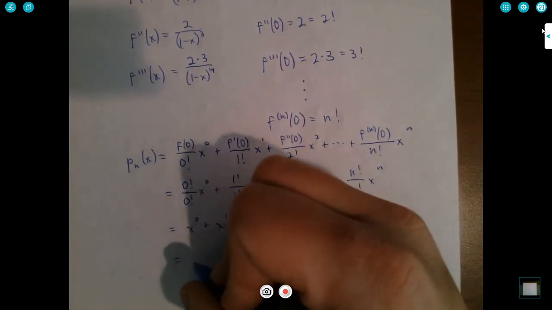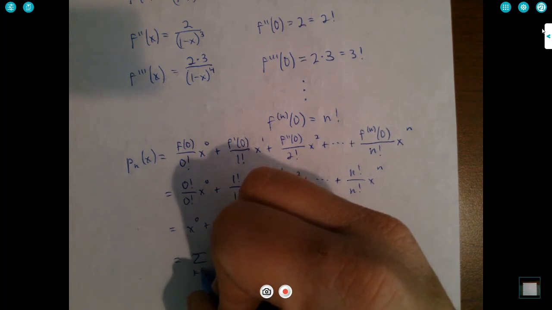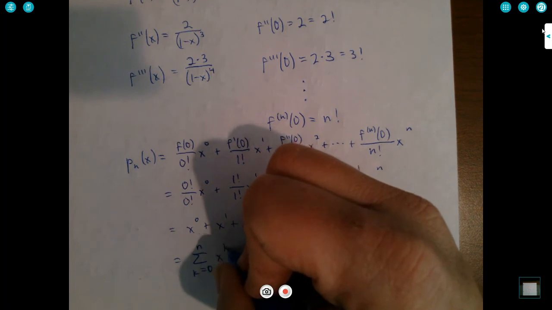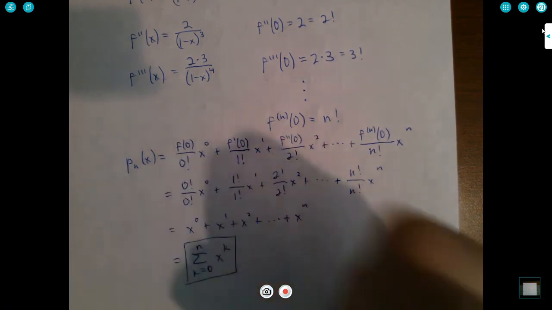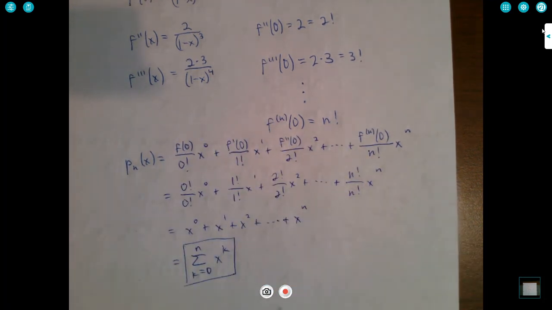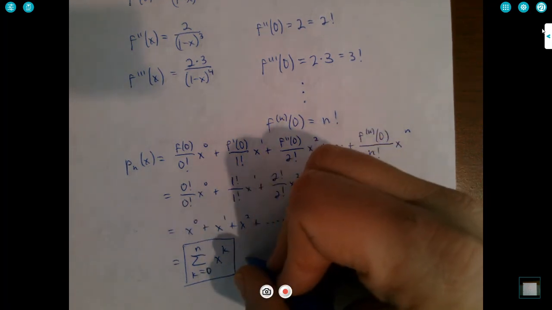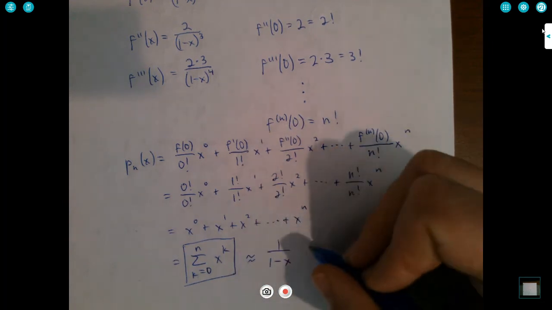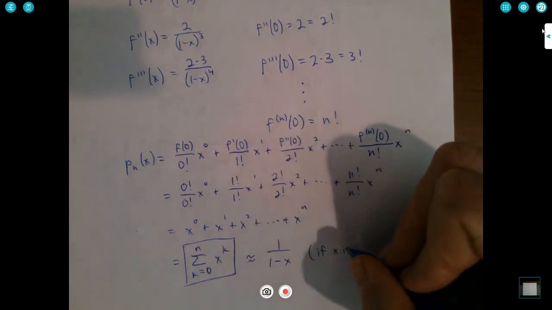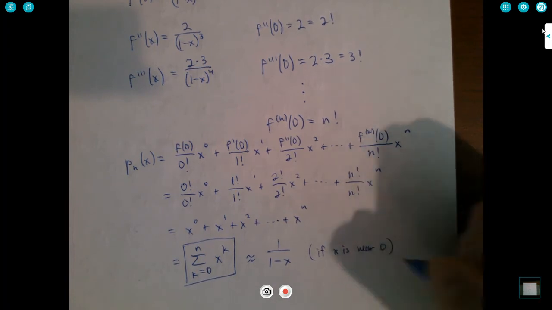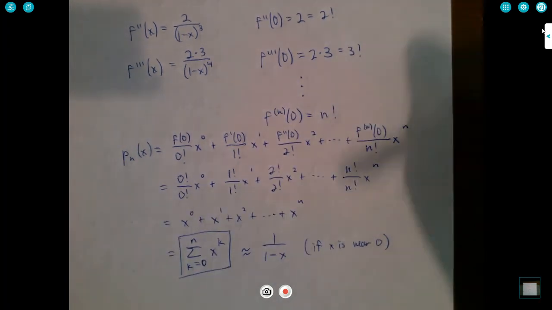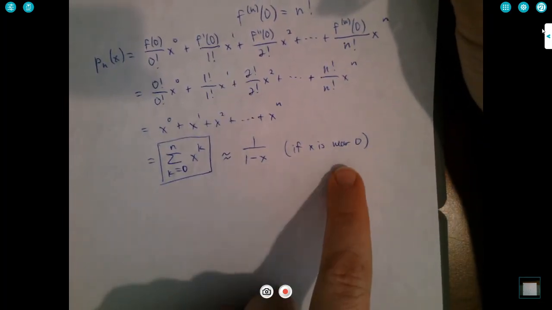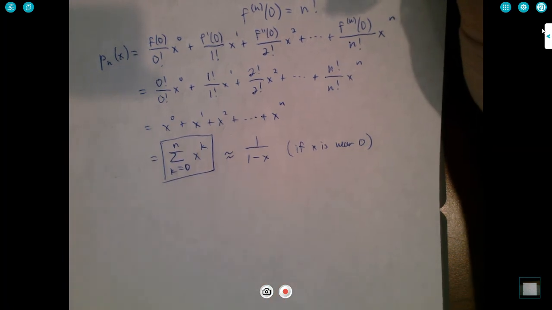So what's the summation notation? Well, for this one, it's pretty easy. It goes from k equals 0 to n of x to the k. Isn't that interesting, though, right? That this thing is approximately 1 over 1 minus x if x is near 0. Okay? Again, you could punch that into Desmos to convince yourself. And if you zoom in near 0, these things are going to be close to the same.